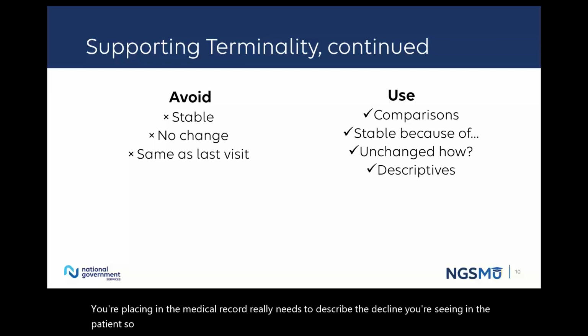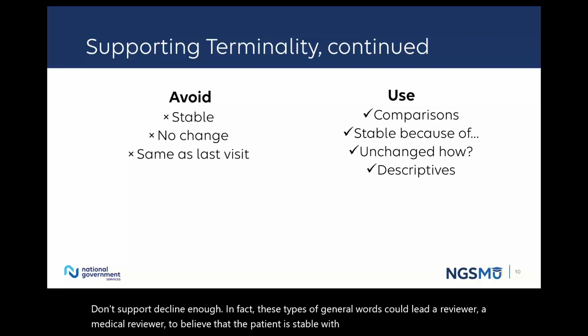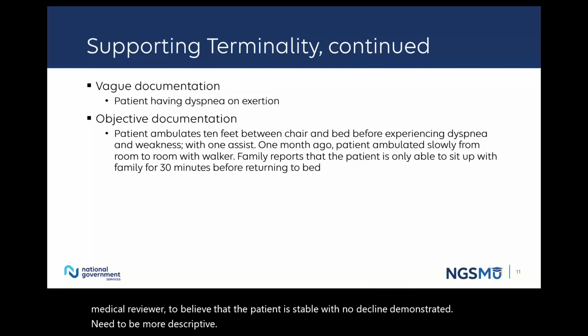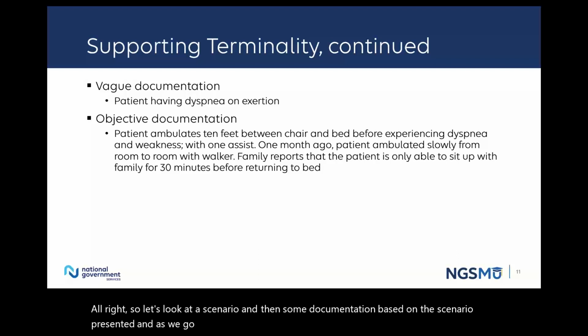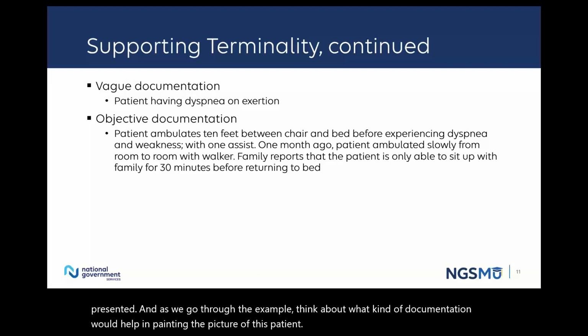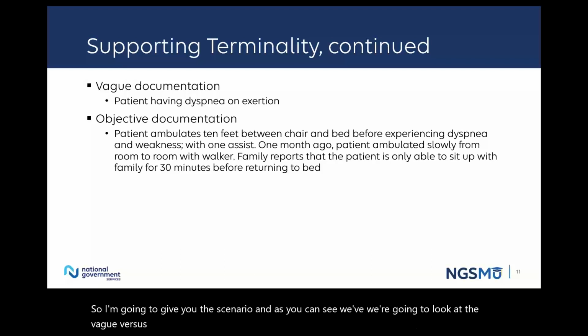So words like stable and eating well don't support decline enough. In fact, these types of general words could lead a medical reviewer to believe that the patient is stable with no decline demonstrated. So you really need to be more descriptive. All right, so let's look at a scenario and then some documentation based on the scenario presented. And as we go through the example, think about what kind of documentation would help in painting the picture of this patient. So I'm going to give you the scenario, and as you can see, we're going to look at the vague versus objective documentation on the slide.